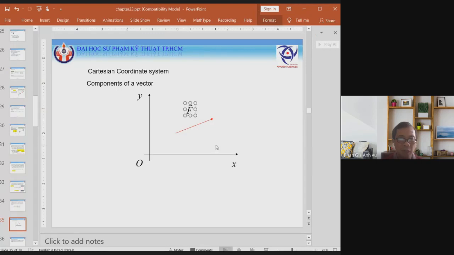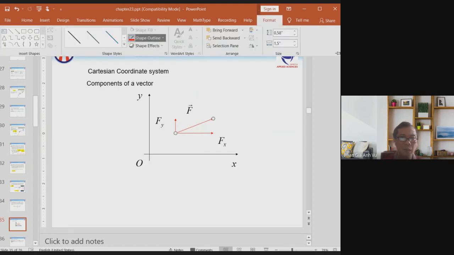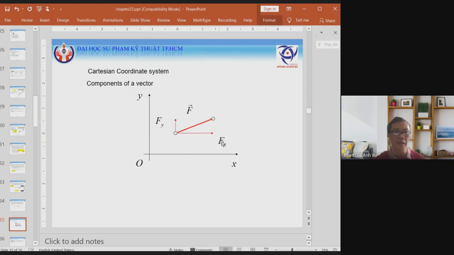So let's say I take the vector F, then I project this vector on the x-axis, right? Then I have here the Fx component. And for the vertical, I have the Fy component, in two dimensions, right? This vector must be a little bit bigger. Okay. So how can I define Fx?